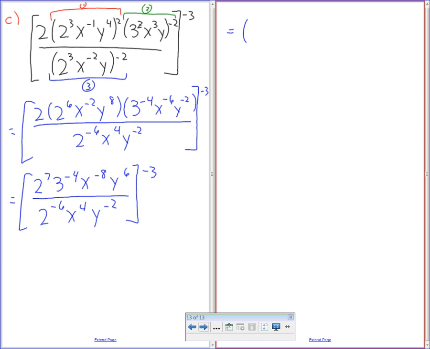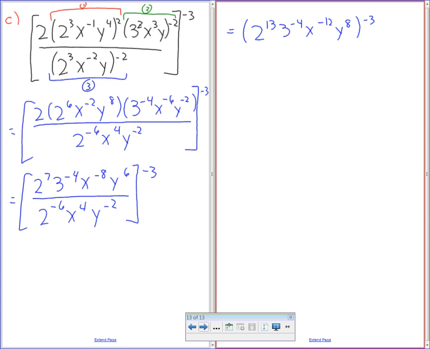Subtract these ones. Good. So it'd be 2 to the 13, 3 to the -4, x to the -12, y to the 8. Okay, so what we did correctly the first time was you're going to subtract the denominator, right? So it's 7 plus 6, the -4 stays the same, -8 minus 4, and then 6 plus 2.